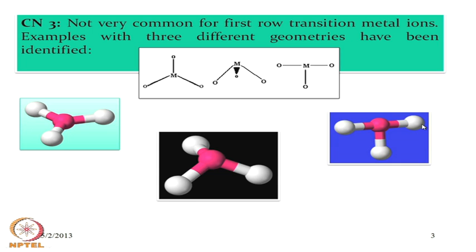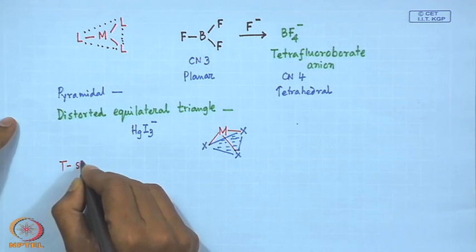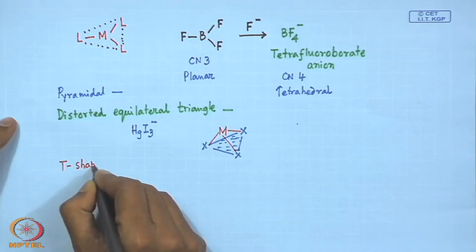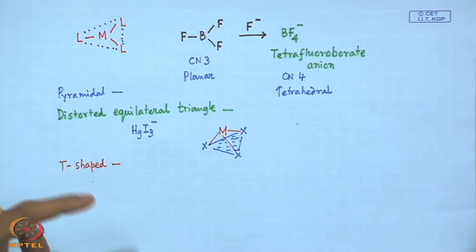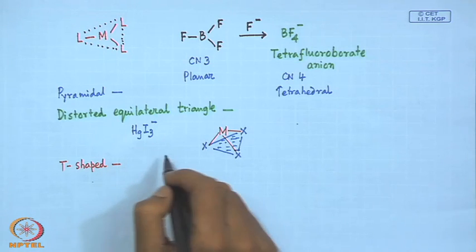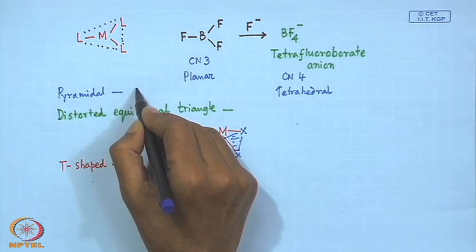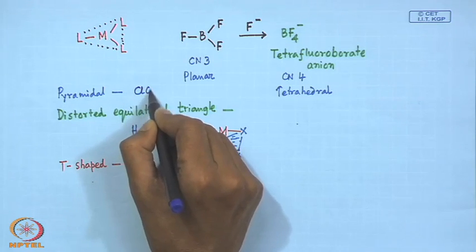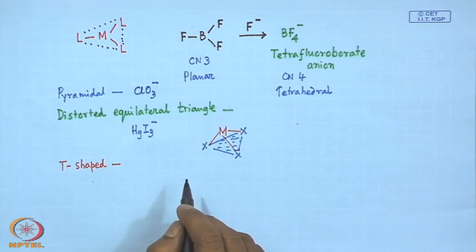So, this T-shaped structure is not very common, while pyramidal molecules are more common, because one more example of this pyramidal structure is ClO3 minus, the chlorate anion.